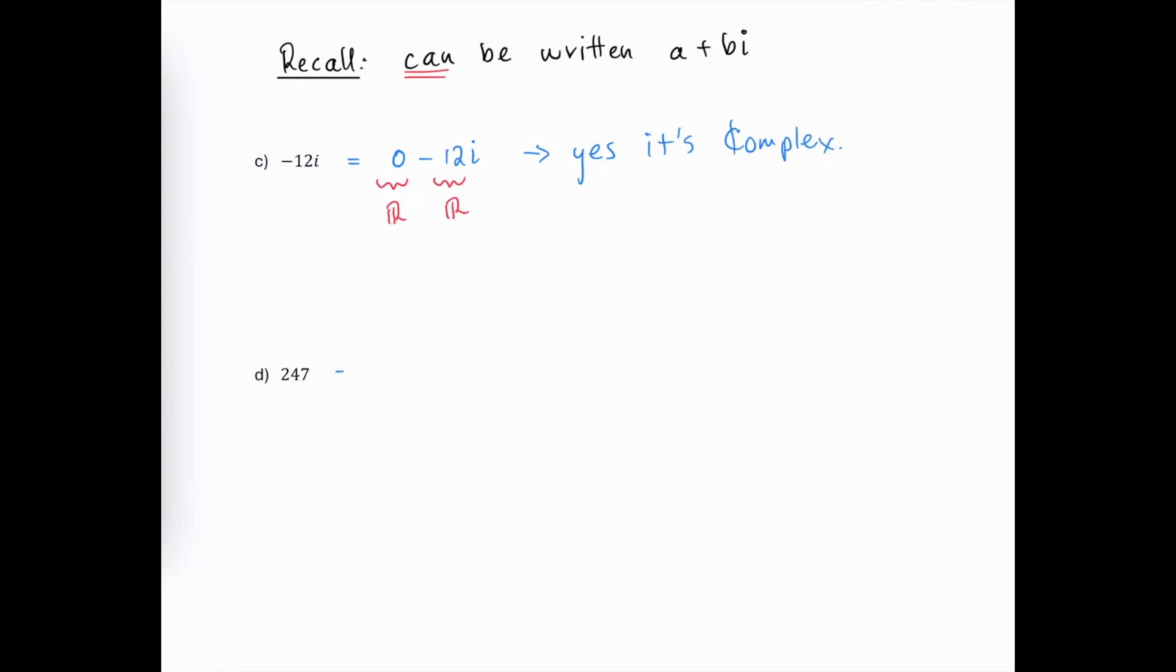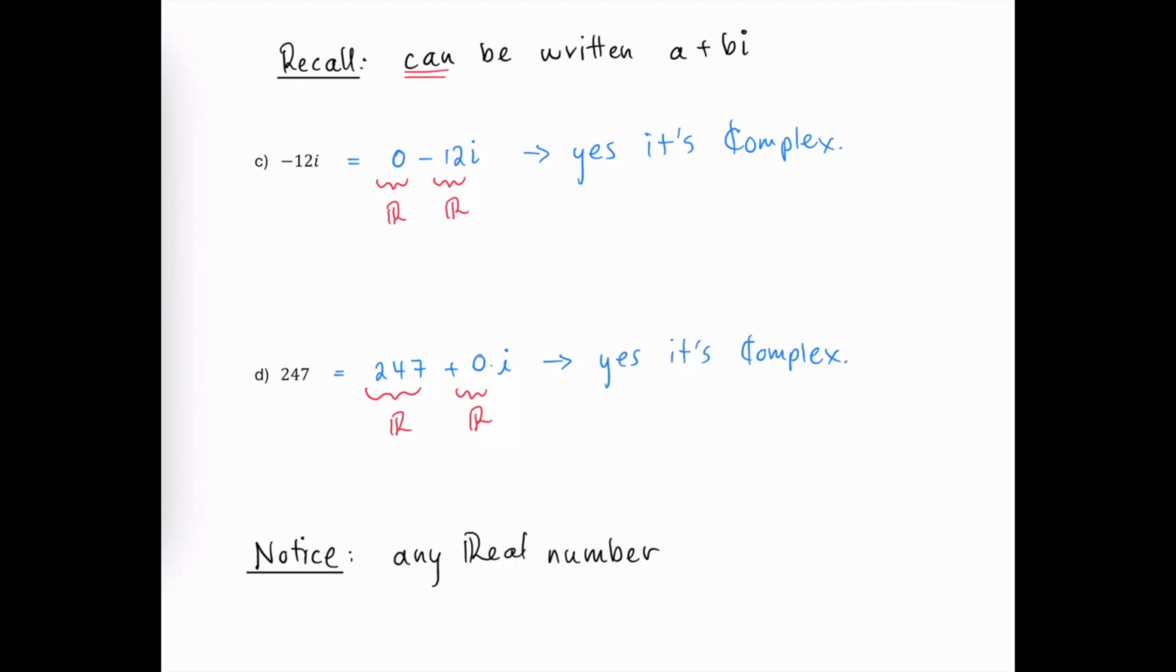For part D, let's again remember that 247 can be written as 247 plus 0 times i. And from this perspective, it's easier to see that what we have here is a real number plus a real number multiple of i, which means that this value is also a complex number. Let's then notice that any real number can be written as that real number plus 0 times i, so any real number is also complex, which means that the set of real numbers is entirely contained in the set of complex numbers, and this symbol means is entirely contained in.